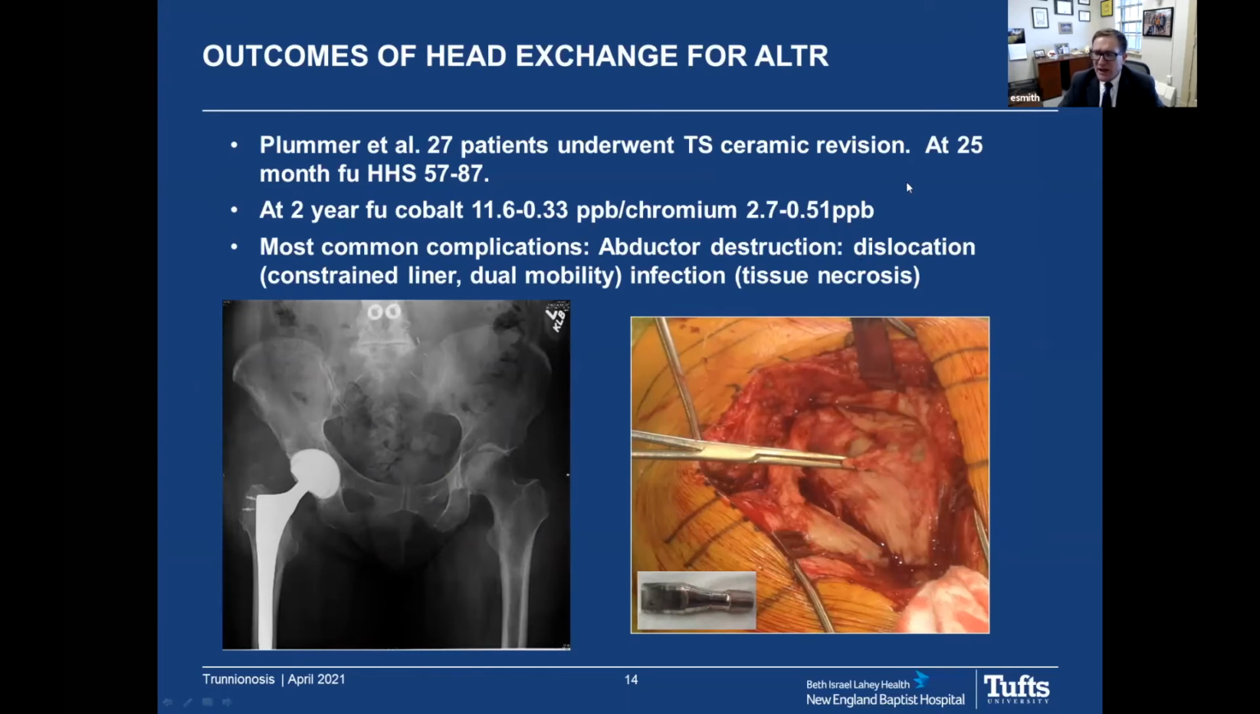However, there is a high complication rate with this approach because of the destruction of the soft tissue, specifically the abductors. When the abductors are deficient, it leads to increased risk of dislocation, which is a risk for this treatment, as well as infection because the tissue becomes necrotic.